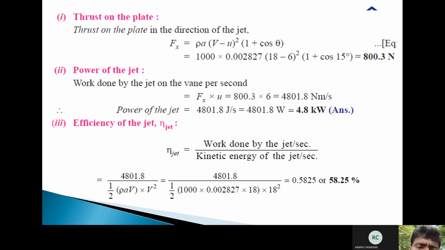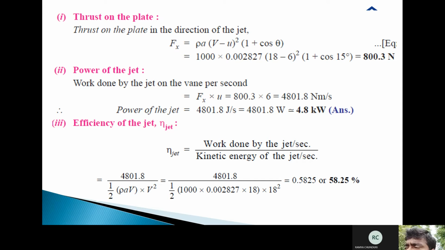Now the third one is the efficiency of the jet. Efficiency equals work done by the jet per second divided by kinetic energy of the jet per second. In this equation, the work done is already calculated. That value is 4801.82, divided by the kinetic energy of the jet.